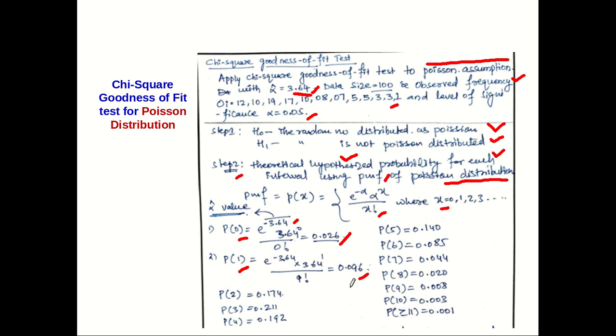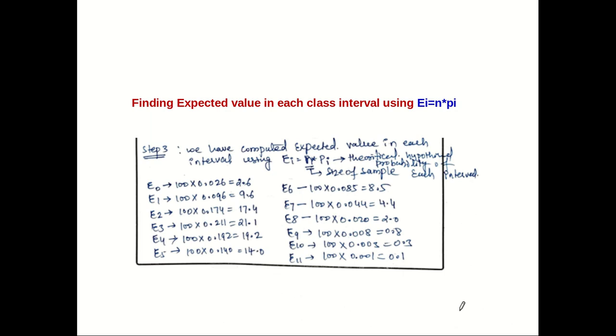This is equal to 0.096. So we will find out the theoretical hypothesized probability values for each class interval. The last class interval has the value 0.001, right. After finding the theoretical hypothesized probability values for each class interval, the next step is to find the expected value in each class interval.